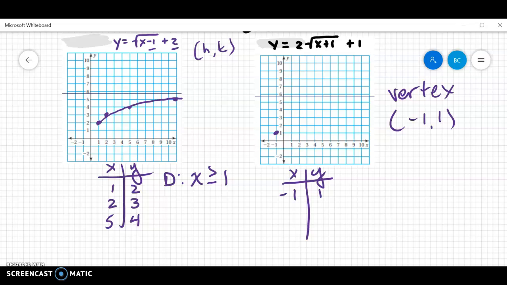So I know that negative 1, 1 is in my table. The next point, I want to have this be something that I can take the square root of. So, excuse me, I could take the square root of 1. So if I put x equals 1, then this square root is going to be 1 times 2 is 2, plus 1 is 3. The next point I'm going to use is x equals 3, because 3 plus 1 is 4. Square root of 4 is 2. Times 2 is 4, plus 1 is 5. So those are my next 2 points. So you'll notice the shape of this function is a little bit different because that a is making everything a little exaggerated.